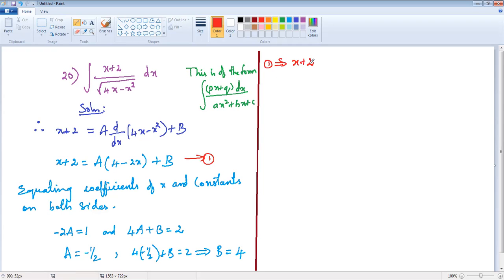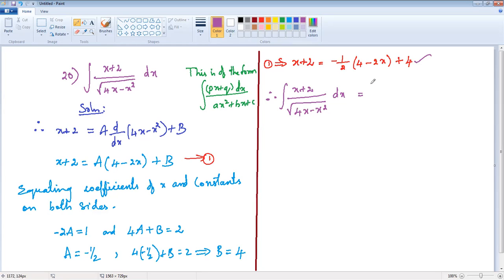So equation 1 implies x plus 2. x plus 2 is the numerator of the question, right? x plus 2 is equal to a into (4 minus 2x) plus b, that is minus 1 by 2 into (4 minus 2x) plus 4. Now you can copy up the question, therefore the integral of x plus 2 by square root of 4x minus x square into dx.